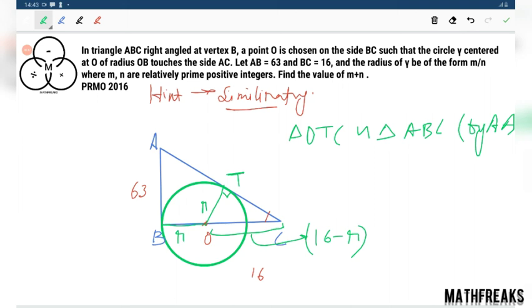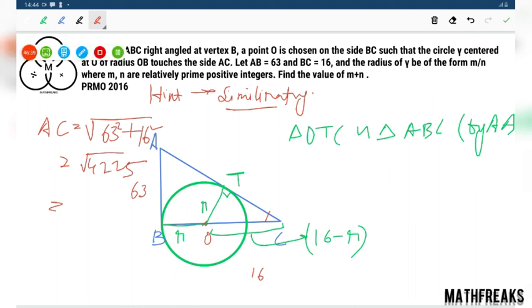Now we need to find the value of AC. AC can be found using the Pythagoras theorem. 63 square plus 16 square. Calculate this. I think this is root over of 4225. This should be 65. Actually, this is 65. Root over of 4225 is 65. AC equals 65. Now this is R. This is 16 minus R.